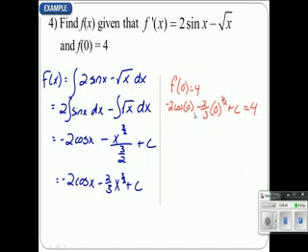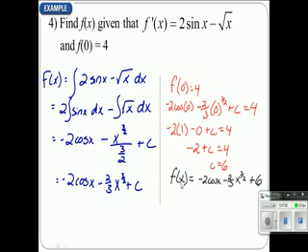Cosine of 0 is 1, and then negative 2/3 times 0 is just 0, plus c is equal to 4. And so I really just have negative 2 plus c equals 4, so c equals 6. Now that I have the value of c, I can plug it back into this integral function here, and I will have the full f of x as negative 2 cosine x minus 2/3 x to the 3 halves plus 6.